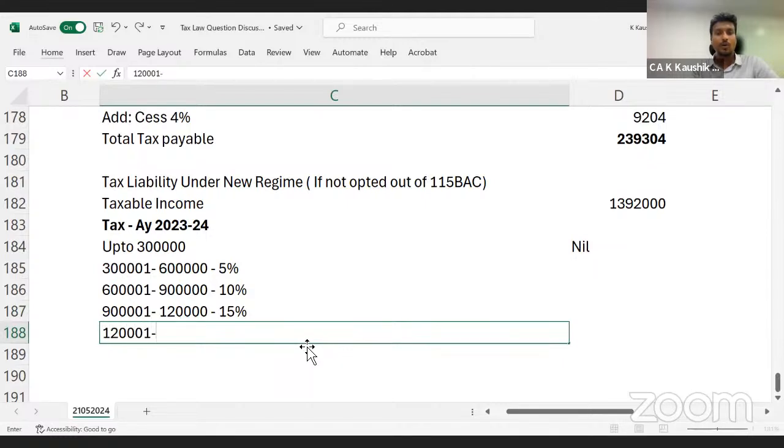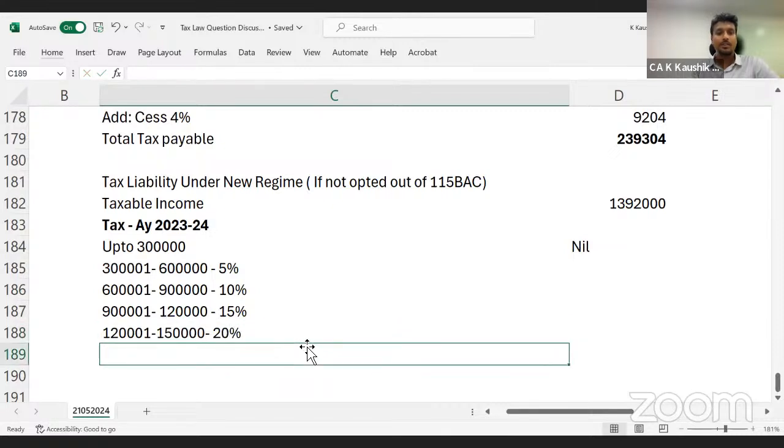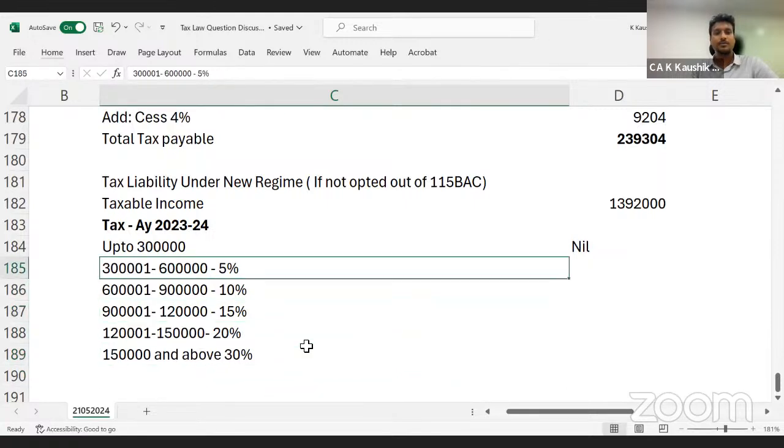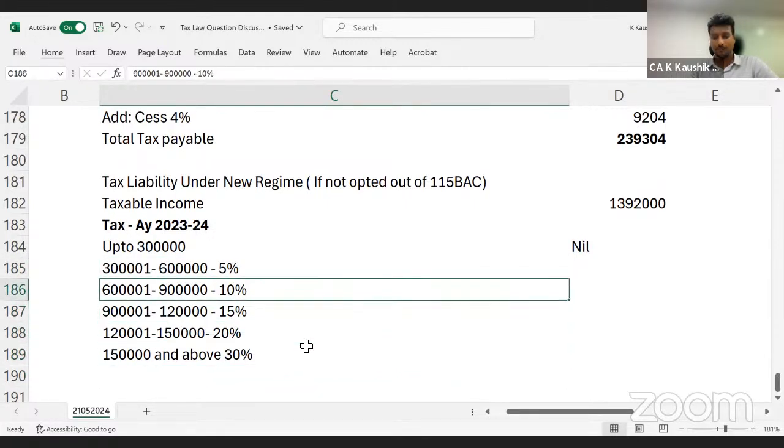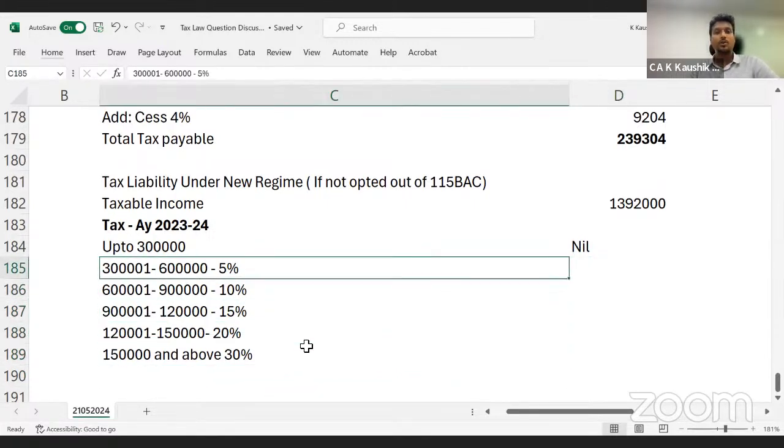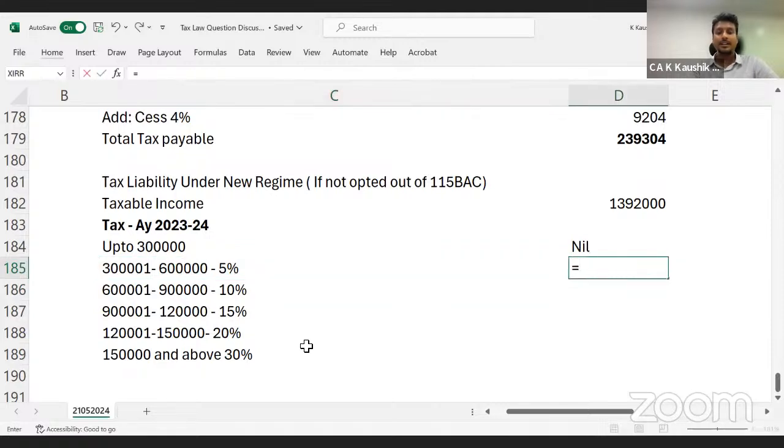12 lakh 1 to 15 lakh, 20%. 15 lakh and above, it is 30%. Okay, 5, 10, 15, 20, and 30. Now, here it is 3 lakhs into 5%. Here again it is 3 lakhs into 10%. Here again it is 3 lakh into 15%.